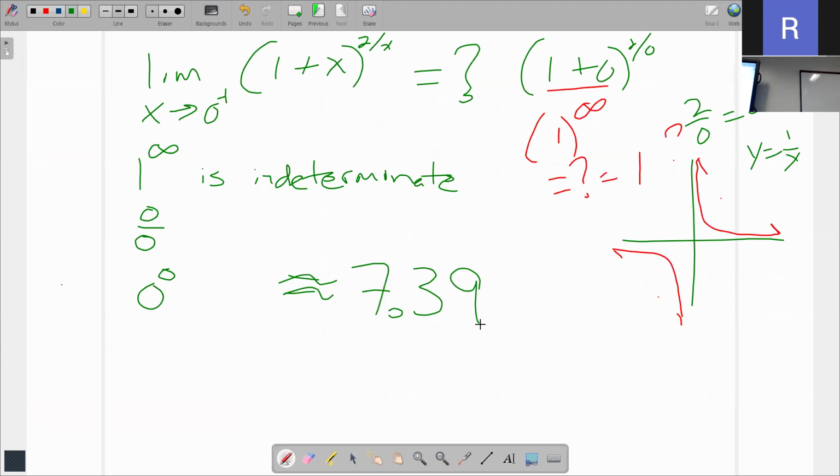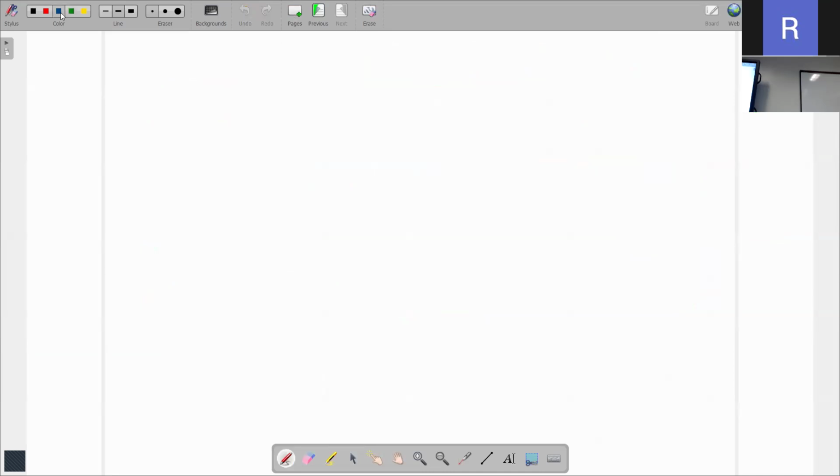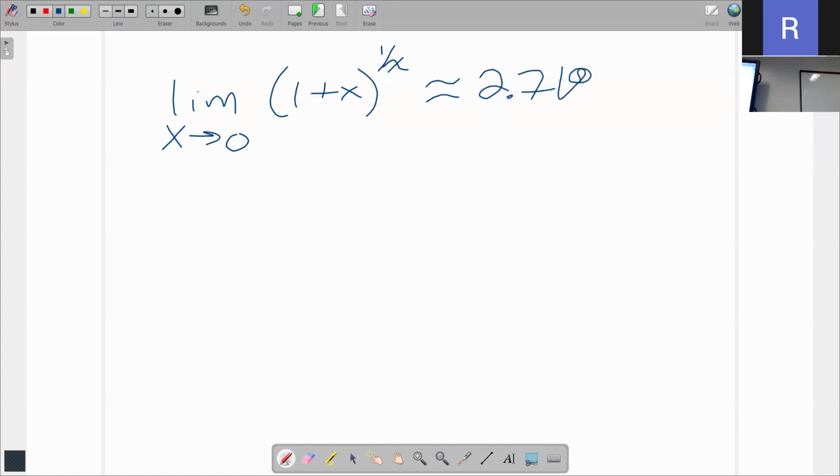That's with the 2 in the exponent. New page. The limit as x approaches 0 of (1 plus x) to the power 1 over x appears to be about 2.71828, which looks to be about e, but I don't know for sure yet.